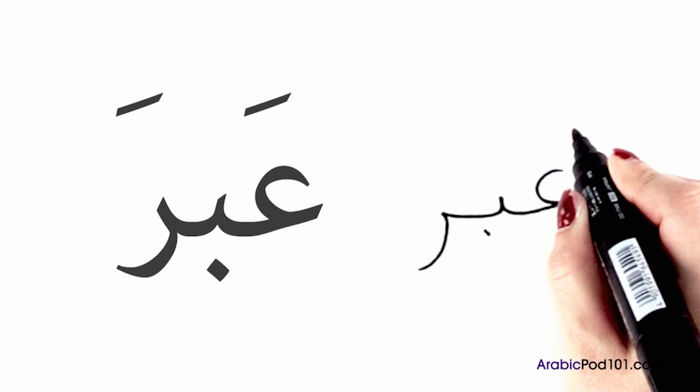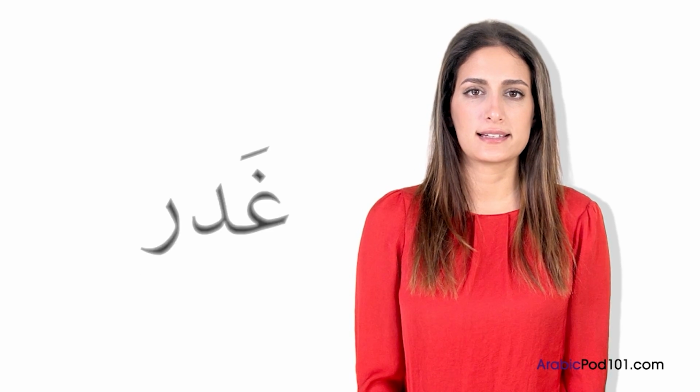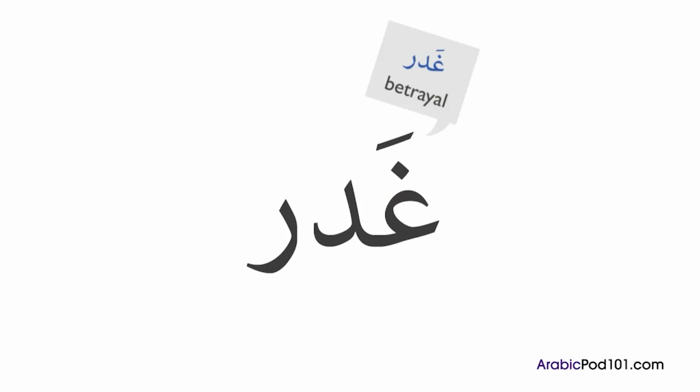The next word is غدر, which means betrayal. Ghayn is in the initial form with a fatha on top, connected to a final dal with no voweling, then ra in the isolated form. Let's write it down. غدر.